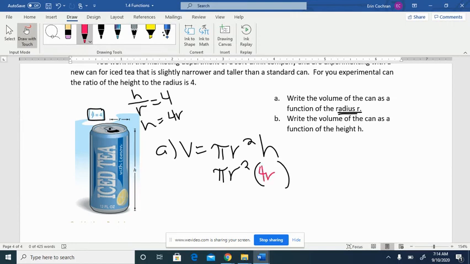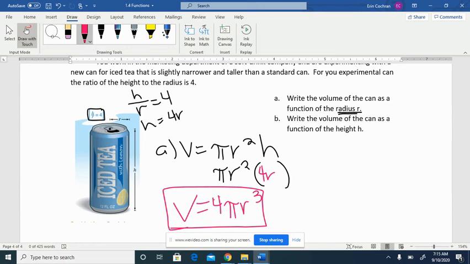Okay, so 4 times pi is 4 pi. r squared times r would be r cubed. So the volume as a function of the radius r is 4 pi r cubed.